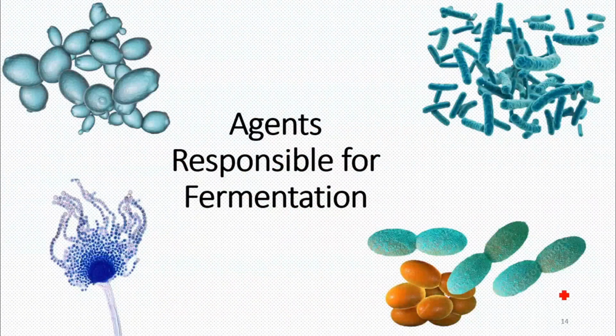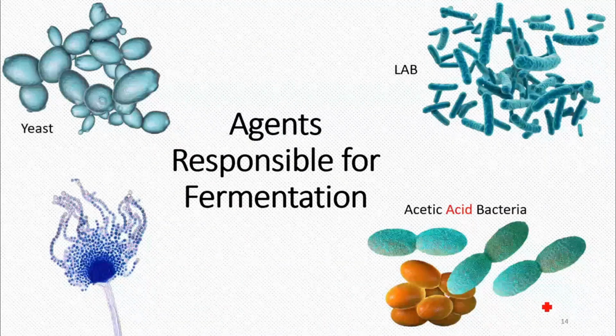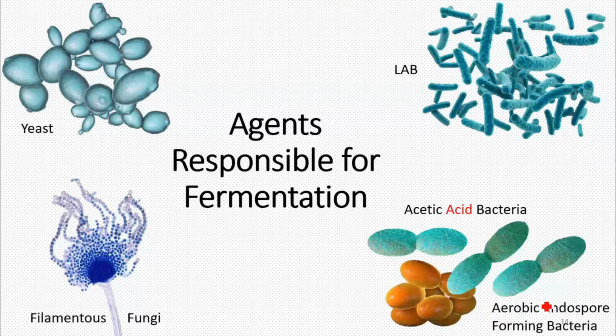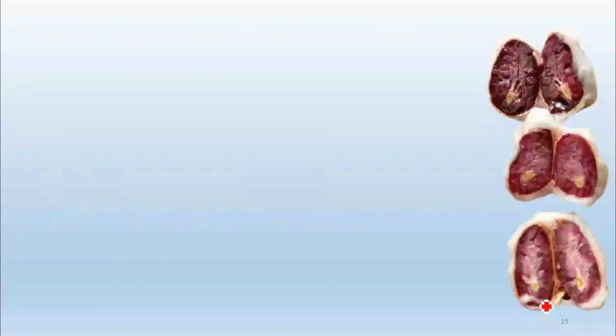And what exactly are those agents that are responsible for carrying out fermentation? These are actually our favorite LAB, which is lactic acid bacteria. Then we have acetic acid bacteria, then yeast, then we have these filamentous fungi, and then we have these aerobic endospore forming bacteria. So all these agents are triggering fermentation. Now this is the actual picture. If we open that white bean from the inner portion, it looks like a purplish or brownish structure.